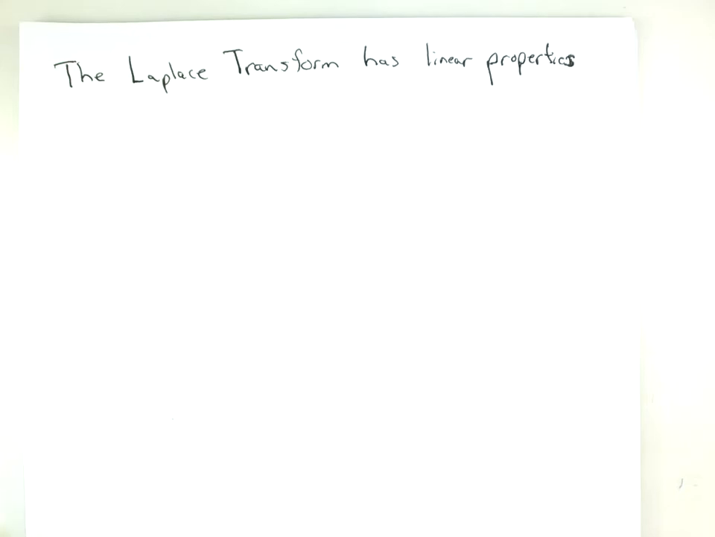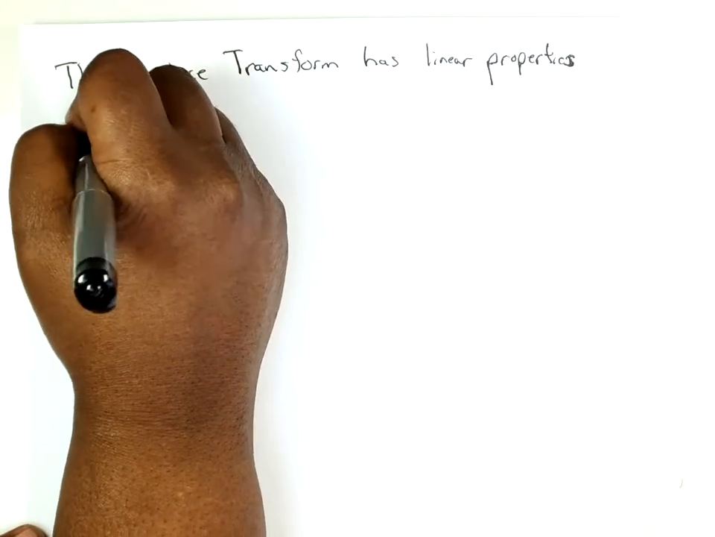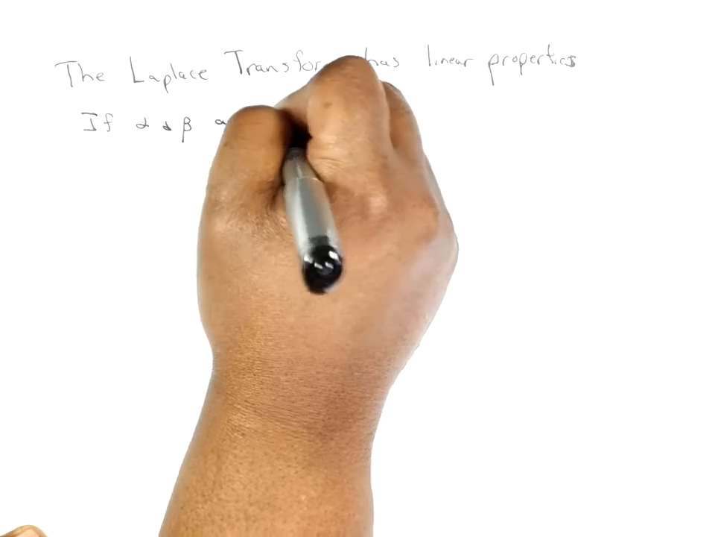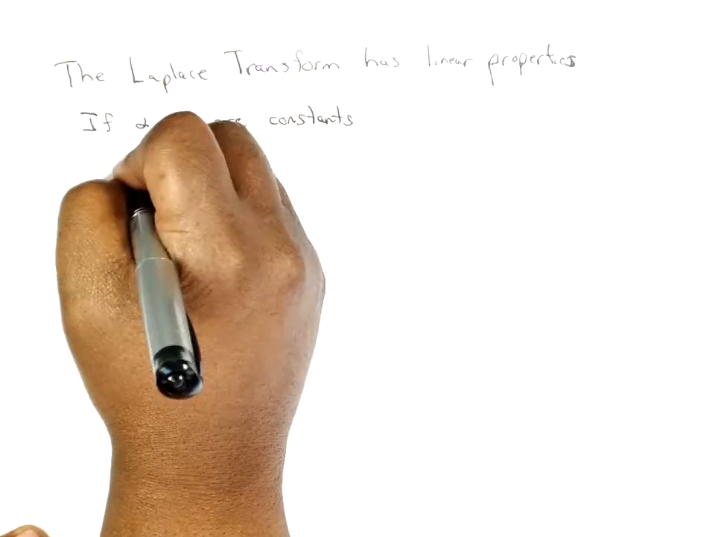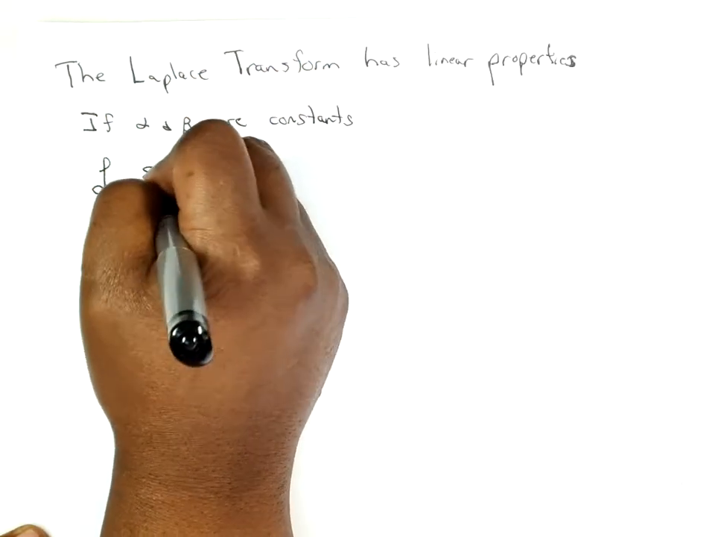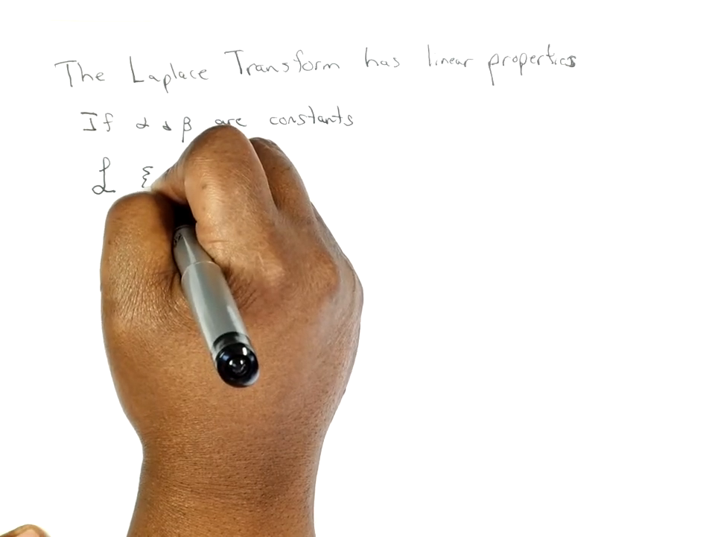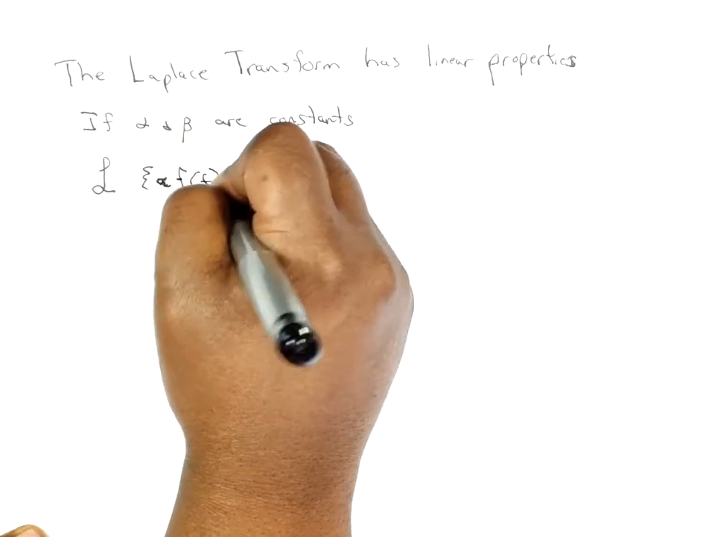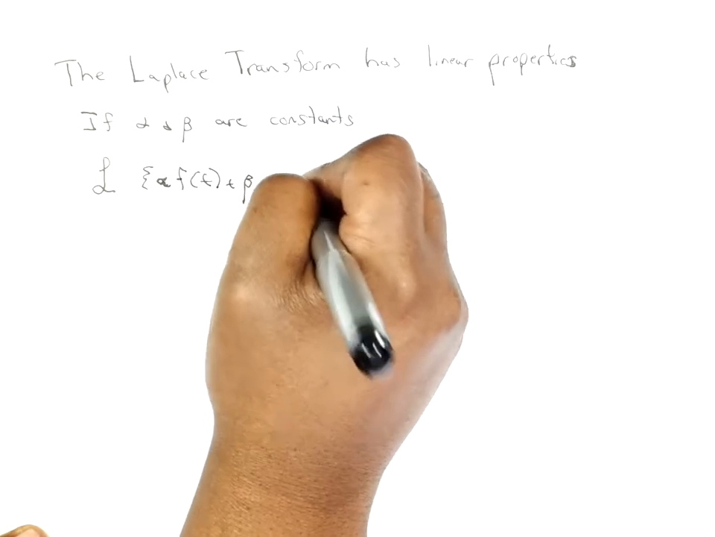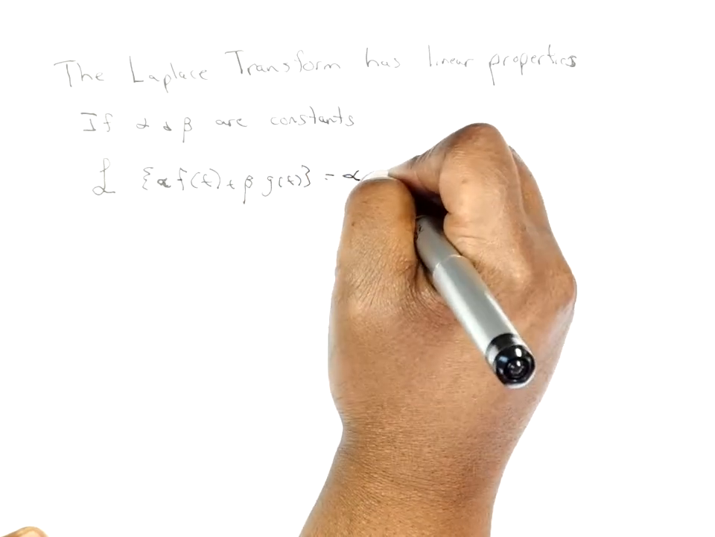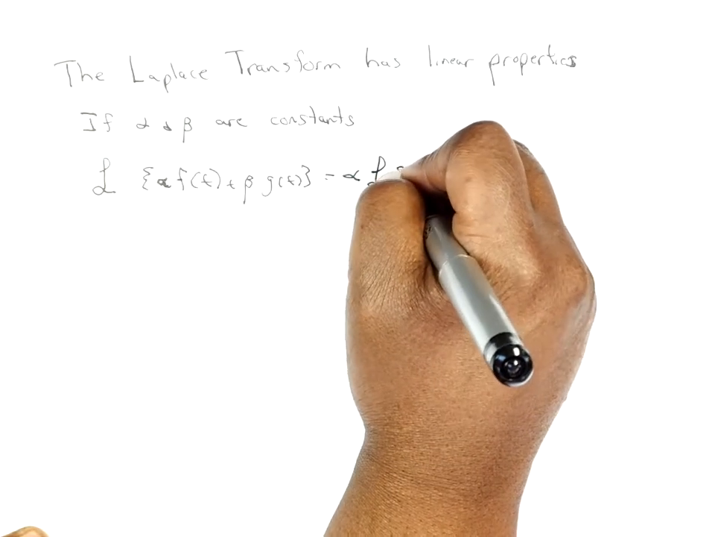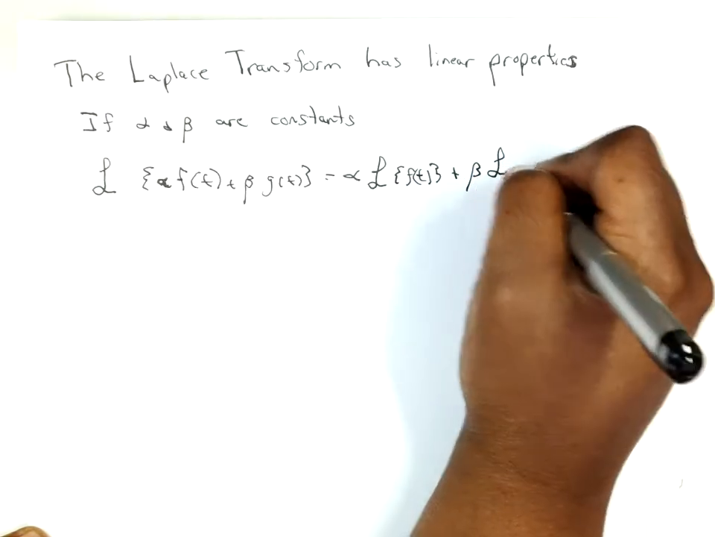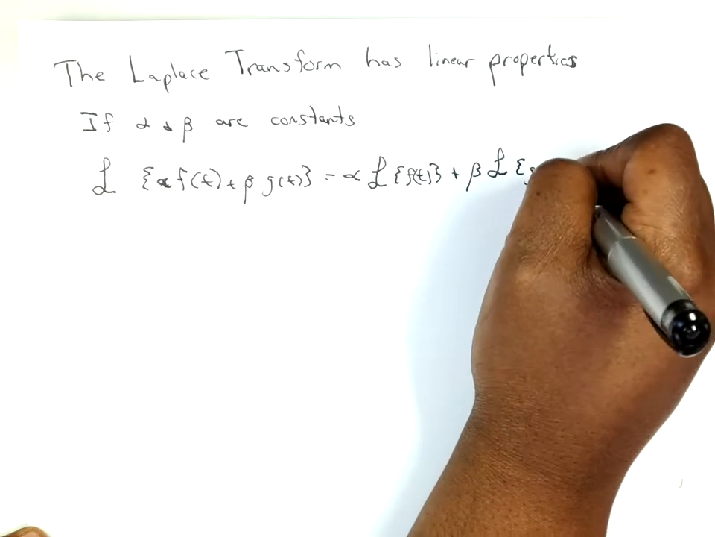So the Laplace transforms have linear properties. So if alpha and beta are constants, then the Laplace transform of alpha f of t plus beta g of t is the same as saying it's alpha times the Laplace transform of f of t plus beta times the Laplace transform of g of t.